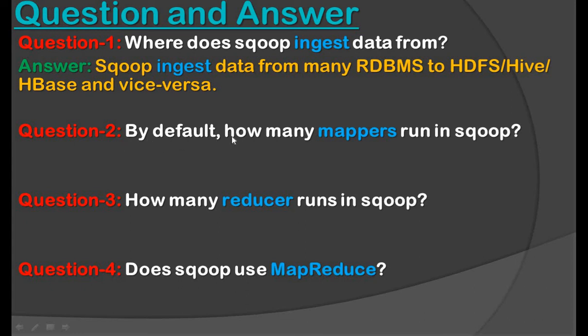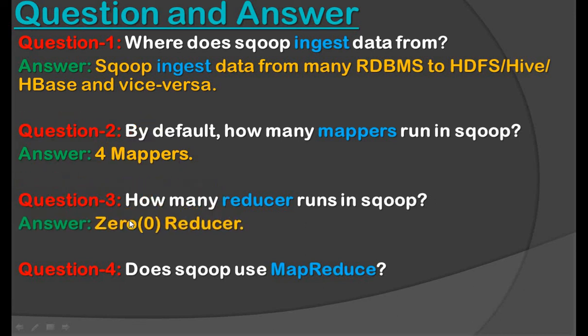Now let's see the second question. By default, how many mappers run in Sqoop? Please pause the video and write your answer, and you can match your answer with mine. The answer is, by default 4 mappers run in Sqoop. Let's see the third question. How many reducers run in Sqoop?